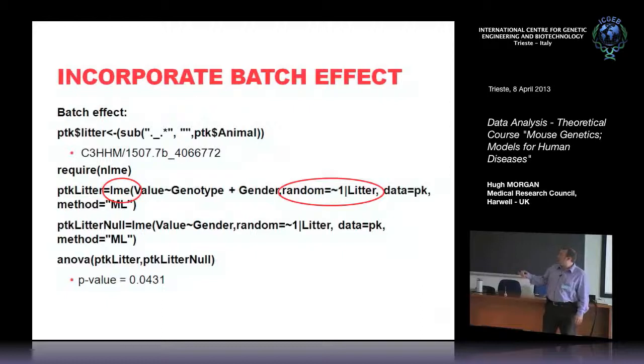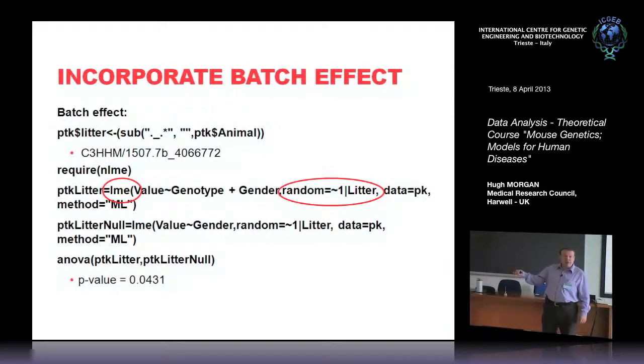basically, what I'm going to use is litter. This is just a way of getting the litter out because I know how Harwell named their animals. When you get the data out of mousephenotype.org, it'll have this information in it. So I'm just getting the litter out, which I'm going to use as a batch. And then I'm going to use this different function.